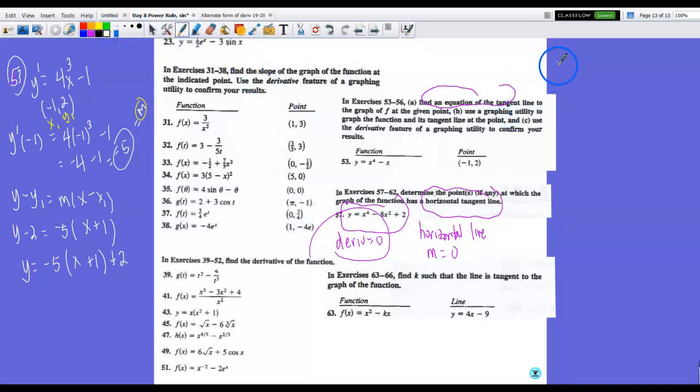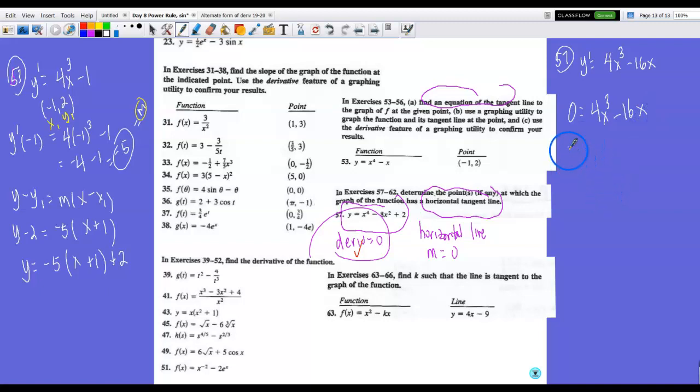So first, I'm going to have to find the derivative. So up here in number 57, the derivative of this function is 4x cubed, power rule, minus 16x to the first power, power rule, and the derivative of that constant 2 is 0. So phase 1, I found the derivative of the function, and now I'm going to set that equal to 0 to figure out where the graph has horizontal tangents. So I have 0 equal to 4x cubed minus 16x.